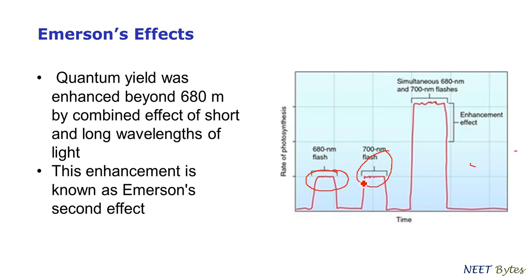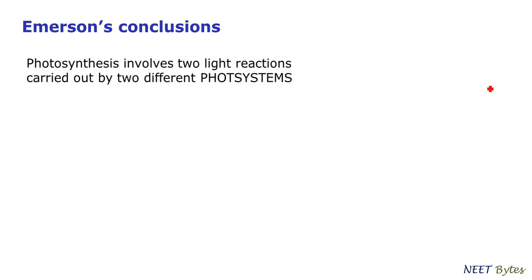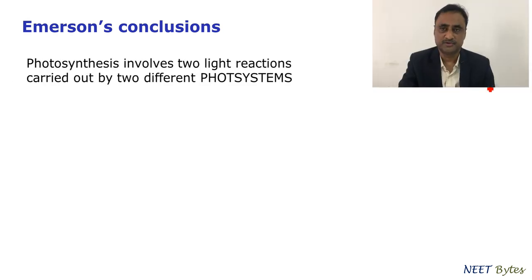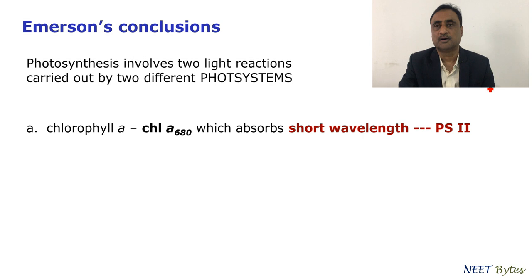Okay, as a result of the simultaneous use of longer and shorter wavelengths of light, there is an enhancement in photosynthetic yield, and this enhancement was referred to as the Emerson effect, right? So what was the net conclusion? The net conclusion was that photosynthesis itself consists of two photosystems, that is photosystem 1, which is actually being controlled by shorter wavelength of light.